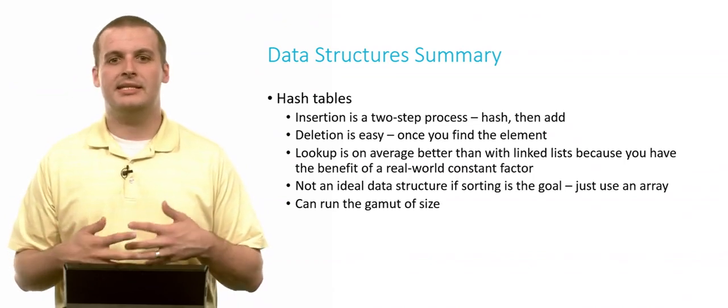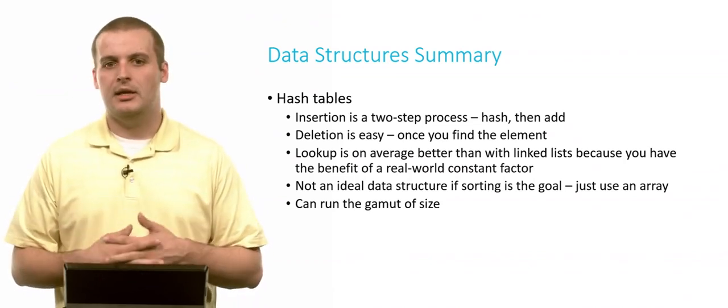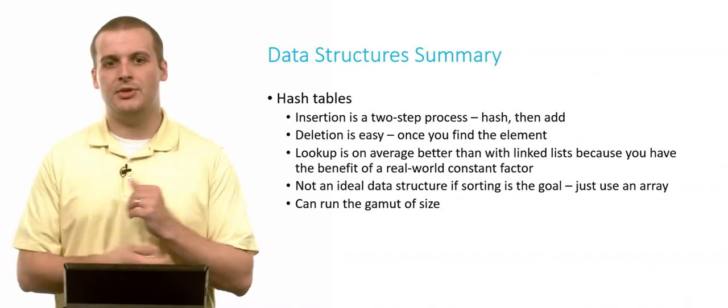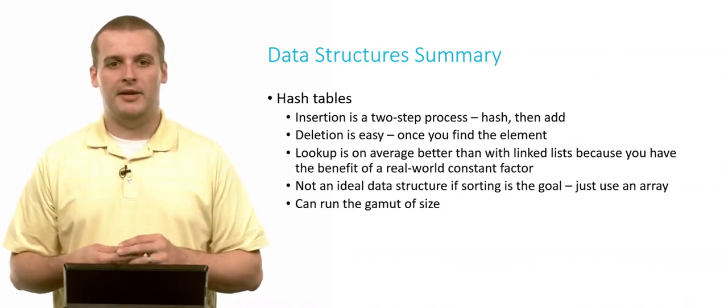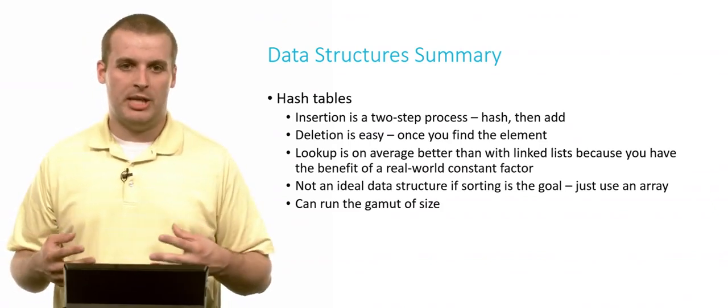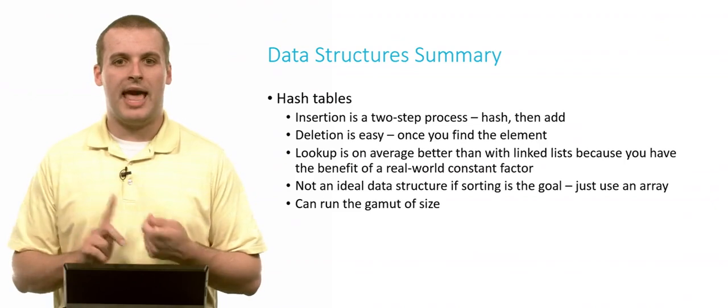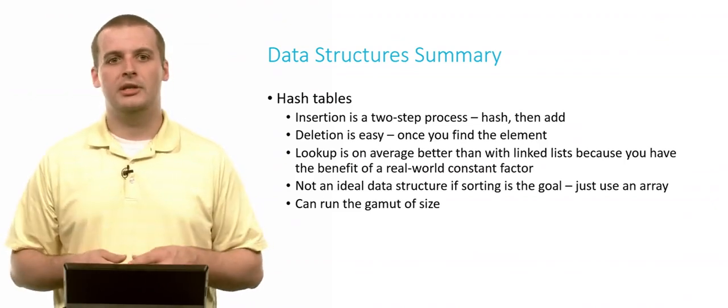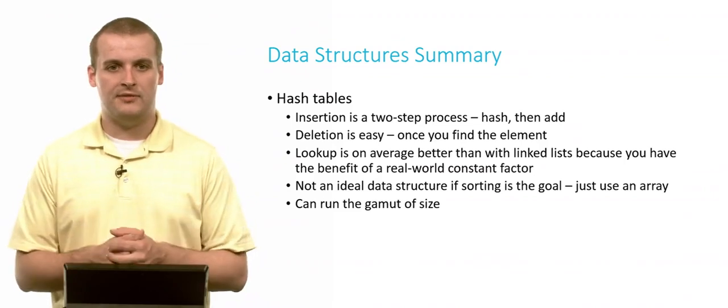Deletion, similar to a linked list, is easy once you find the element. You have to find it first, but then when you delete it, you just need to exchange a couple of pointers if you're using separate chaining. If you're using probing or not using chaining at all, deletion is actually really easy. All you need to do is hash the data and then go to that location. And assuming you don't have any collisions, you'll be able to delete very quickly.